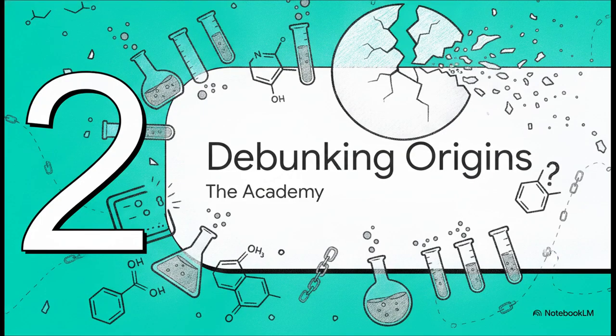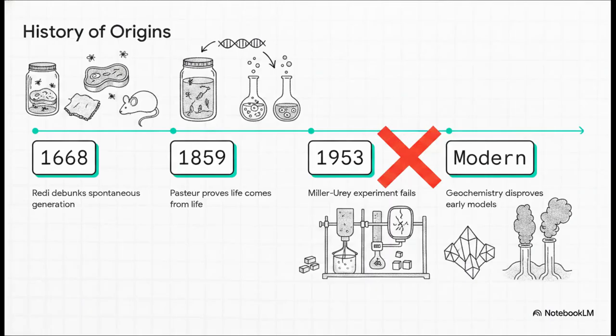Which brings us to part two, debunking chemical origins in the academy. Let's unpack the deep-level historical and scientific evidence regarding this unguided chance. It really starts with a complete collapse of early chemical origin models. You know, history shows us this continuous retreat of naturalistic origin theories.